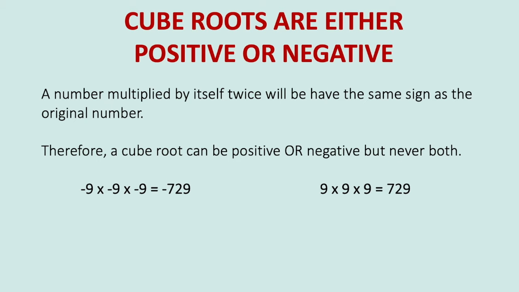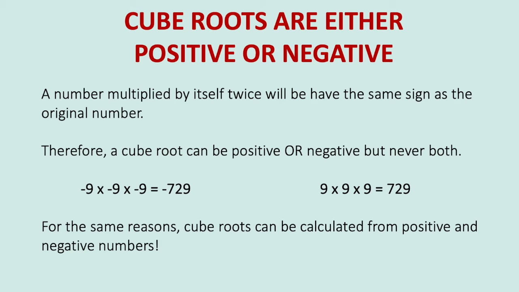Cube roots are either positive or negative. A number multiplied by itself twice will have the same sign as the original number. Therefore, a cube root can be positive or negative, but never both. For example, negative 9 times negative 9 times negative 9 is negative 729, and 9 times 9 times 9 is 729.